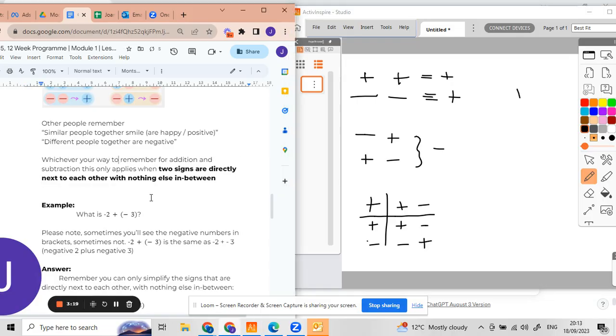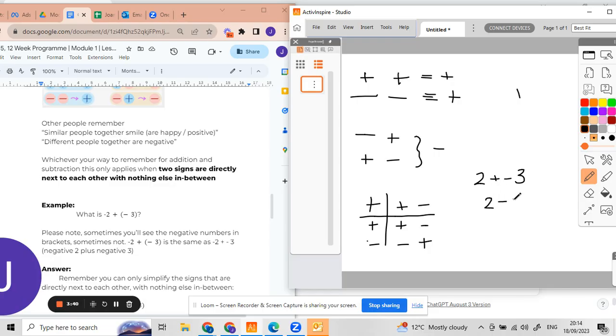Just change that. For addition and subtraction, it only applies when they're directly next to each other with nothing else in between. So, for example, this can only be applied if you've got something like 2 add -3. Can you see the signs are directly next to each other? Therefore, that is when they can both be replaced with a minus in this case. So 2 subtract 3. You're starting at 2, you've got +2, you've got 2 sweets. We're taking away 3 sweets, going down by 3. We're going to be at -1.